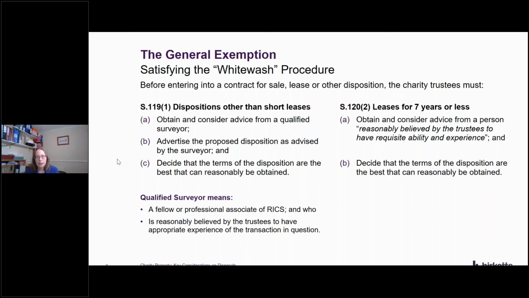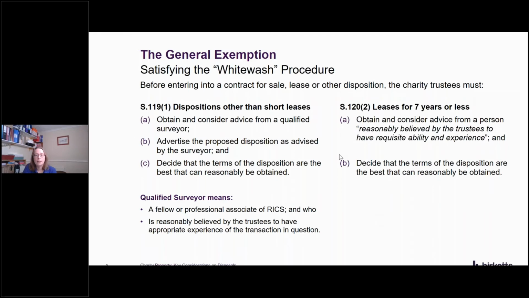If you've got one of these, obviously, depending on circumstances, it's not going to be necessary to get a full qualified surveyor's report. So there is a relaxation here. You can get advice from someone who you reasonably believe can give you advice that that lease is on the best possible terms for the charity.